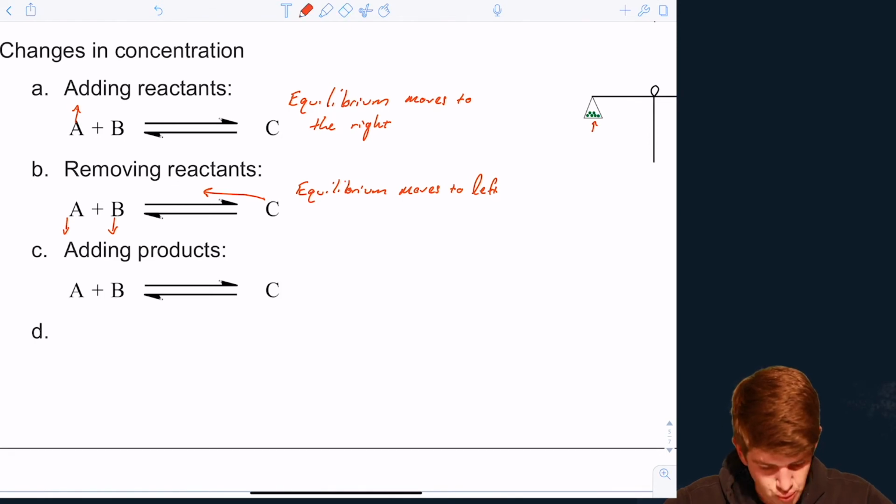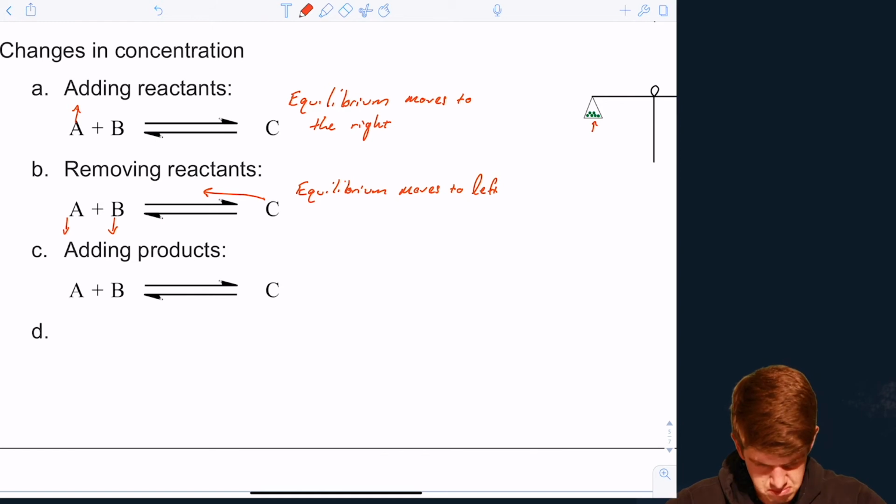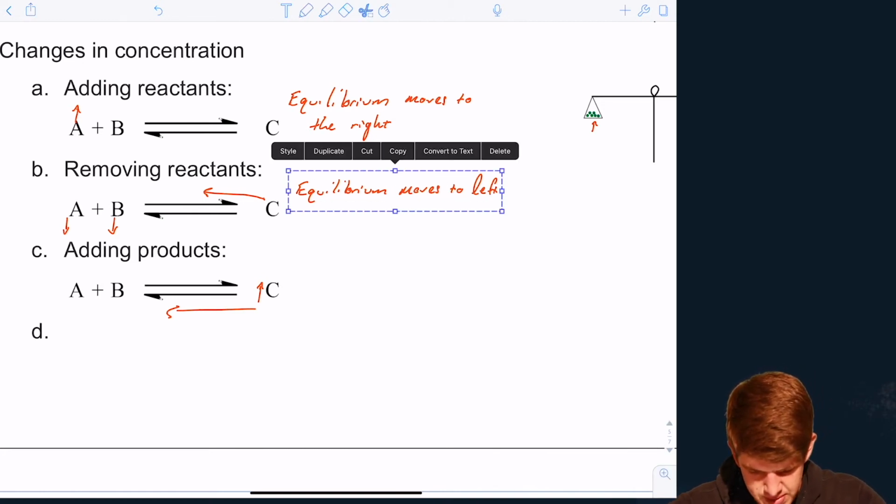If I add products, well, too many products, I'll get rid of them by using them to form more A's and B's. Again, equilibrium will shift to the left.